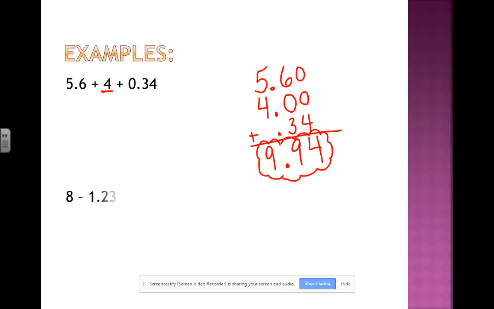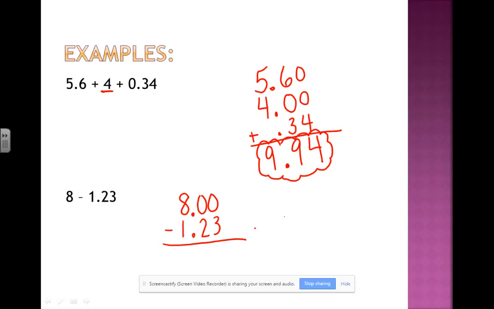Now when I move to subtraction, I have 8 minus 1 and 23 hundredths. So we have 8, and the 8 whole number doesn't show a decimal, but it's out of sight, so it is to the right. And 1 and 23 hundredths.